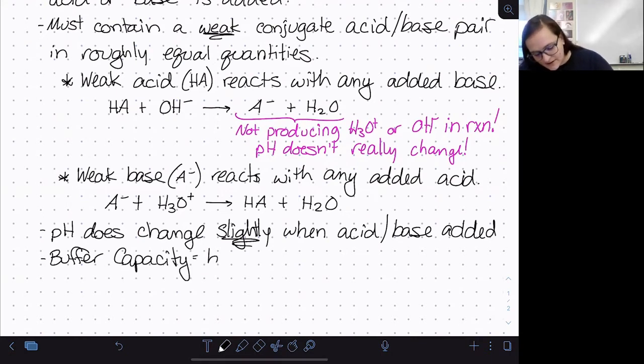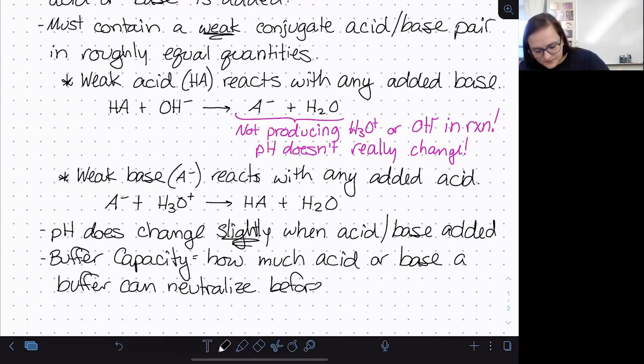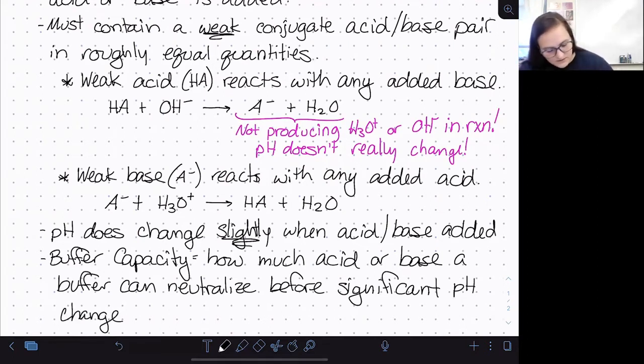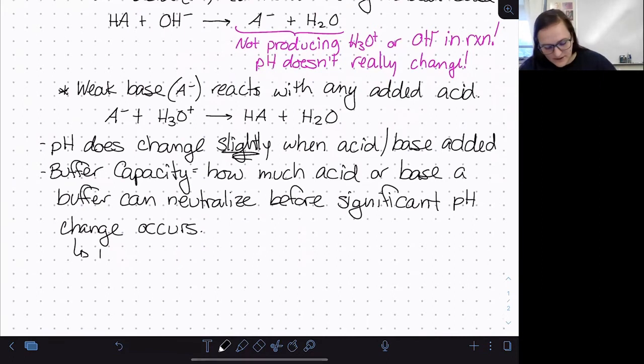So the buffer capacity is essentially how much acid or base a buffer can neutralize before significant pH change occurs. And what significant means is going to vary depending upon your needs. Usually you would want to consider the buffer capacity before your pH goes outside of the range where you want to keep it. So buffer capacity is a very loosely defined term, but the point is that there is a limit to how much a buffer can absorb before the pH starts to change. If too much acid or base is added, the pH will start to change quickly because you've consumed all of the acid or base that is there in the solution.